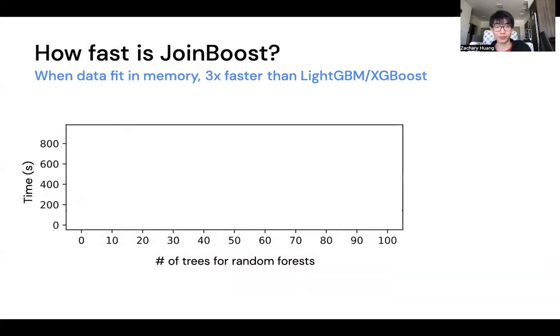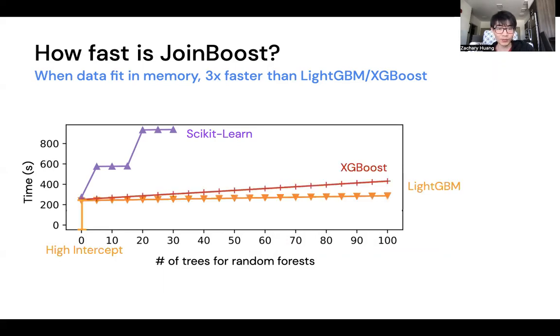So how fast is DroneBoost? When data fits in memory, DroneBoost is 3 times faster than specialized machine learning systems. We ran experiments training random forests with 100 trees. On the graph, the x-axis shows the number of trees, and the y-axis shows the training time. Starting with scikit-learn, a popular choice, but it's quite slow, so we had to stop it after only training 30 trees. Next up, XGBoost and LightGBM.